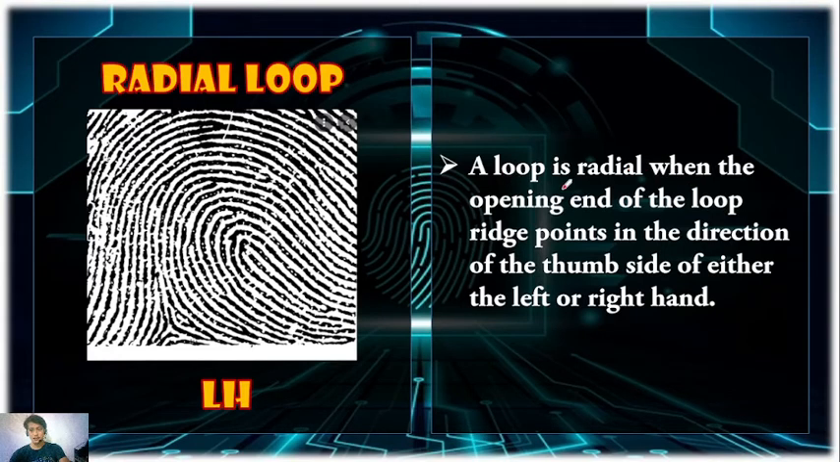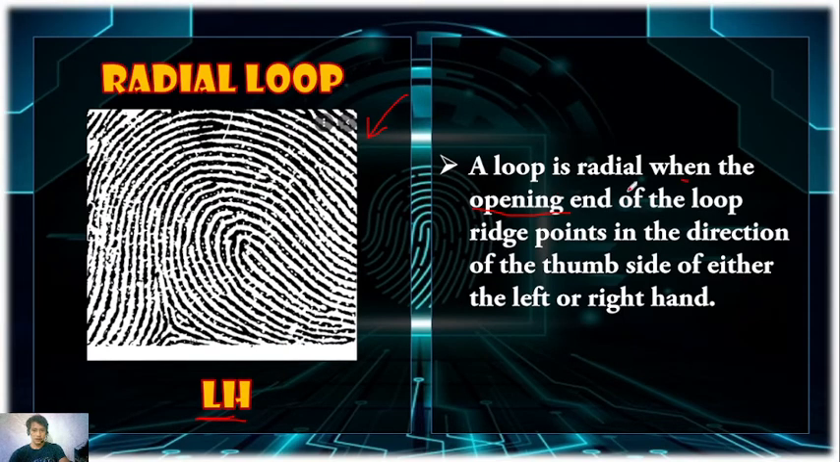Okay, so it says here that a loop is radial when the opening end, take note, when the opening end of the loop ridge points in the direction of the thumb side of either the left or right hand. That's why I introduced to you a while ago those basic parts of our hands, especially the bones, because those are the ones that we can use in order for us to determine if this is a radial loop or ulnar loop. So let's say in this illustration, this fingerprint was taken from our left hand. Take note, it's from the left hand.